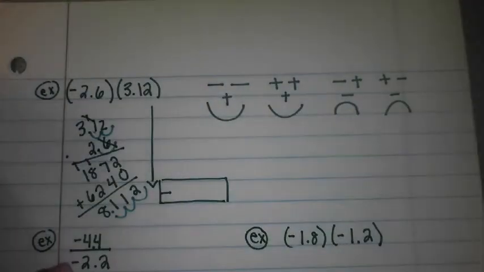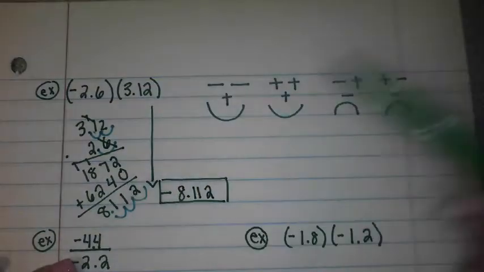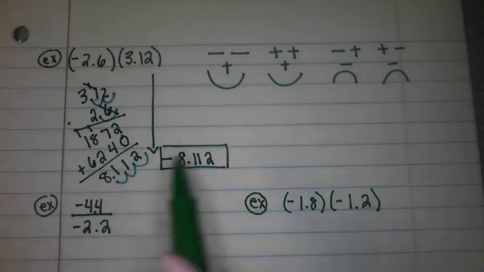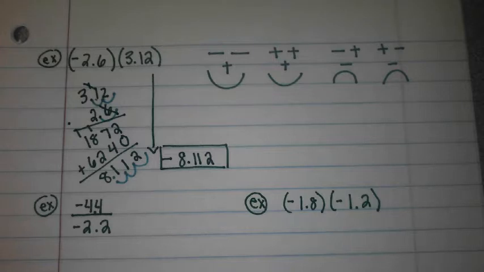Now that I've done this, I'm going to move my decimals. I have 3 decimal places, so that means I need to go in 3 places. So I have 8.112. 8.112 is my answer, and since I wrote the negative, I remember to bring it with me. You might have gotten this problem wrong on the last example because you forgot about the negative, so make sure you're aware of that.